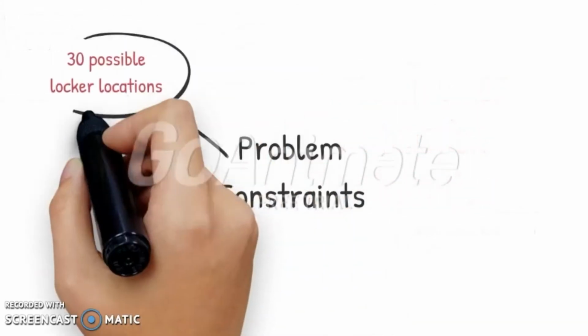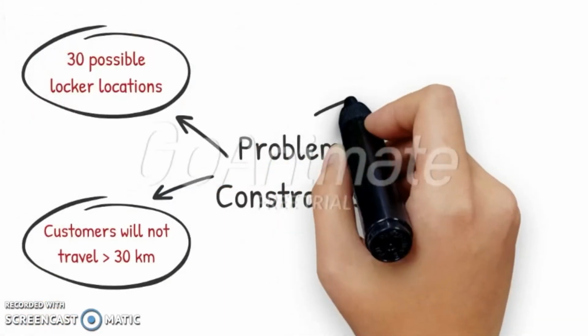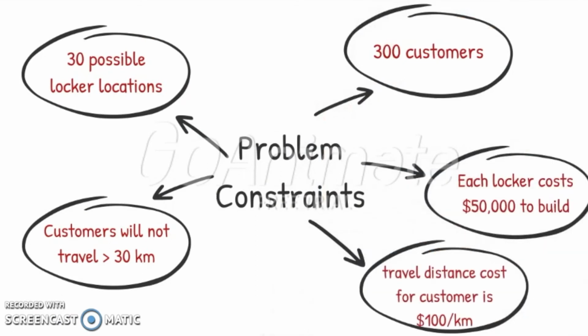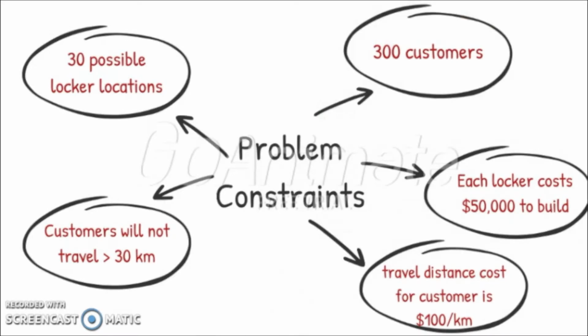For this problem, we have 300 customers dispersed in an area that contains 30 possible lockers. We want these 300 customers to all go to specific locations while satisfying the constraints you see on screen. For our first constraint, we can't have customers travel more than 30 kilometers. Also, the travel distance cost per customer is $100 per kilometer.